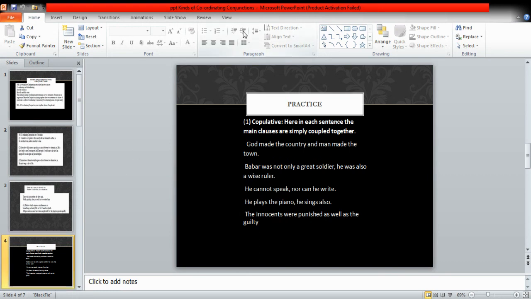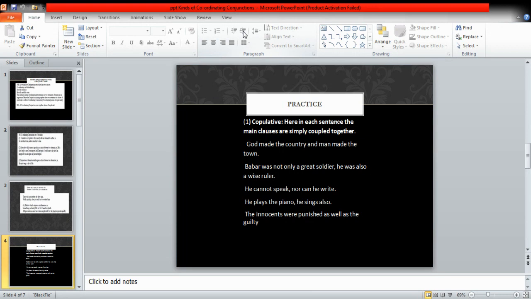I think your idea with all the kinds of coordinating conjunction would be very much clear now. And now we have some practice sentences. So your idea about all these kinds of coordinating conjunctions would be more clear with the help of these different examples and practice sentences. First, we come with the practice sentences of the copulative conjunction.